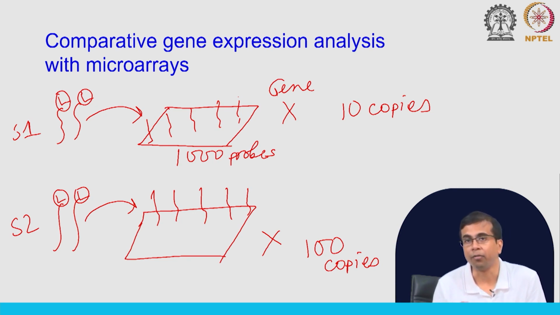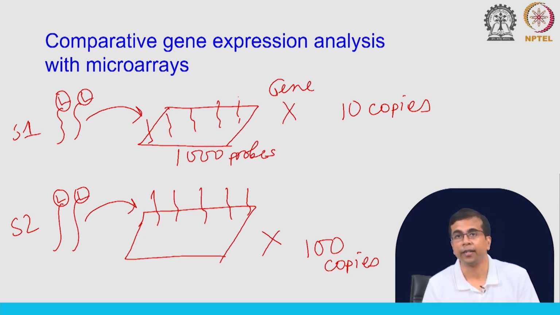In case of sample 2, you have a higher number of copies, 100 copies. So, a larger fraction of these probes will be hybridized by the sample. Because there is a larger number of copies, in sample 2 you will get a stronger signal. And this way it will tell us that in sample 2 you have higher expression of this gene X compared to sample 1.